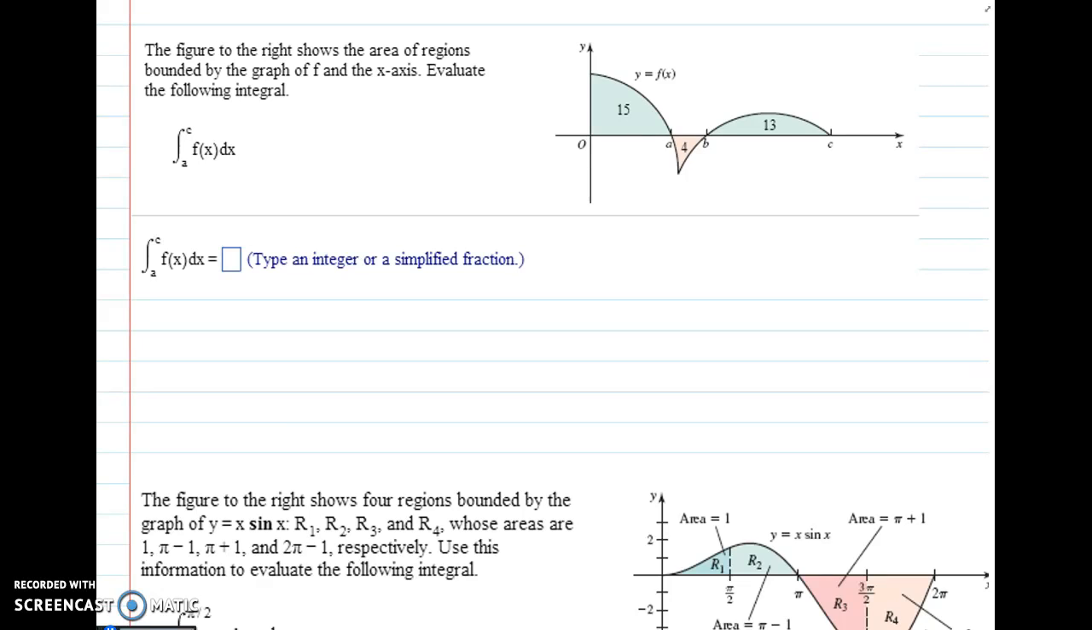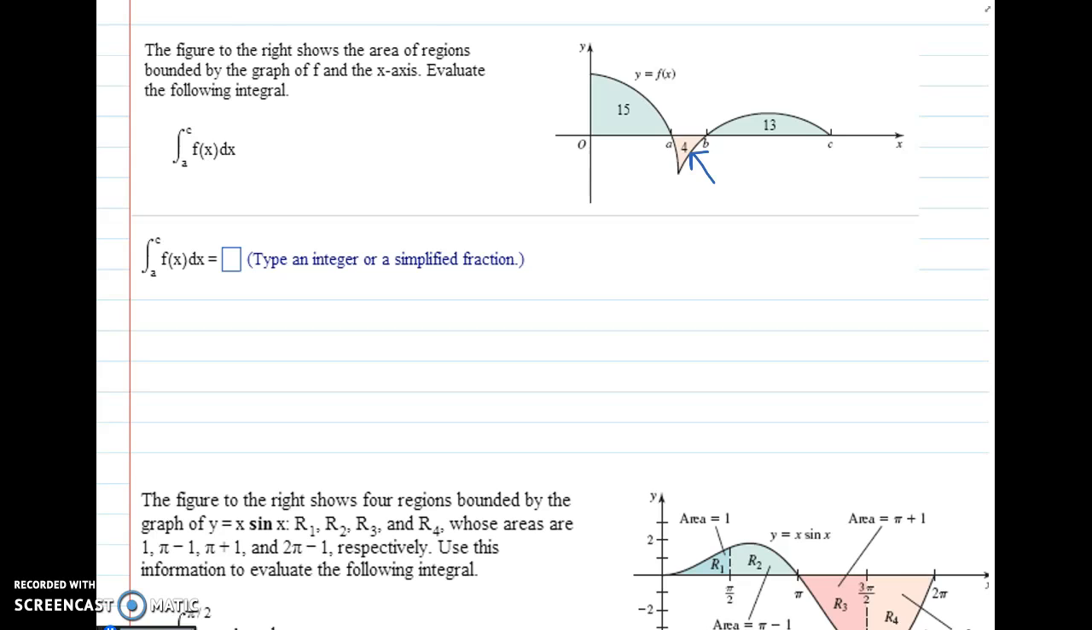But this is where things get a little dicey, because right here, I have this region that extends below the x-axis. Okay, so the figure to the right shows the area of the region. I have a green piece above that's got an area of 15, a green piece above that has an area of 13, and then I have that weird little tiny jaggedy looking piece, almost triangular, that has an area of 4, but it's below the x-axis.